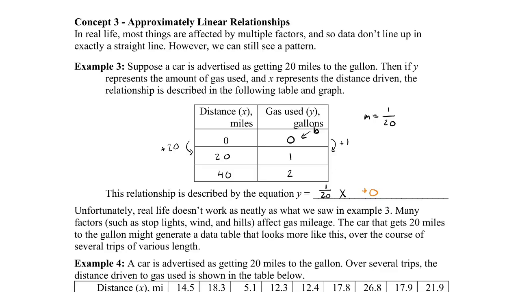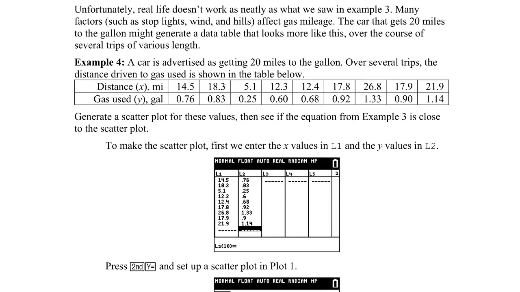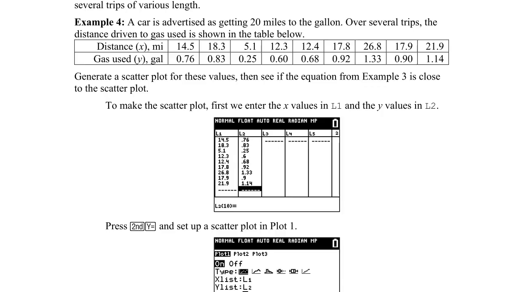Unfortunately, real life isn't that tidy. Lots and lots of things affect our gas mileage. Stoplights, wind, hills, just exactly how we drive, how we brake. The car that gets 20 miles to the gallon might generate data that looks more like this. So suppose we take several trips of various lengths. Let's see what kind of scatter plot this generates.